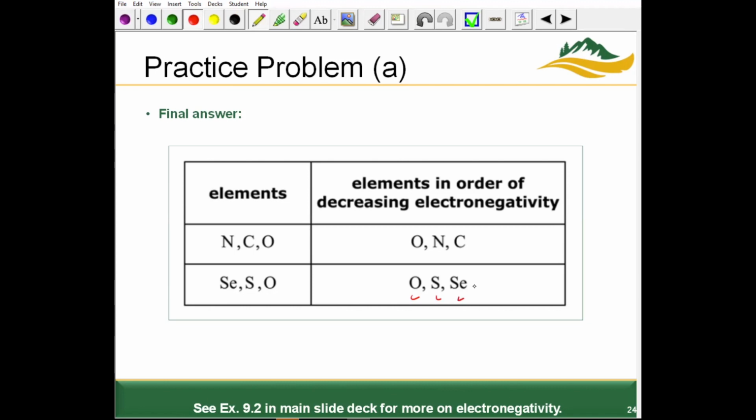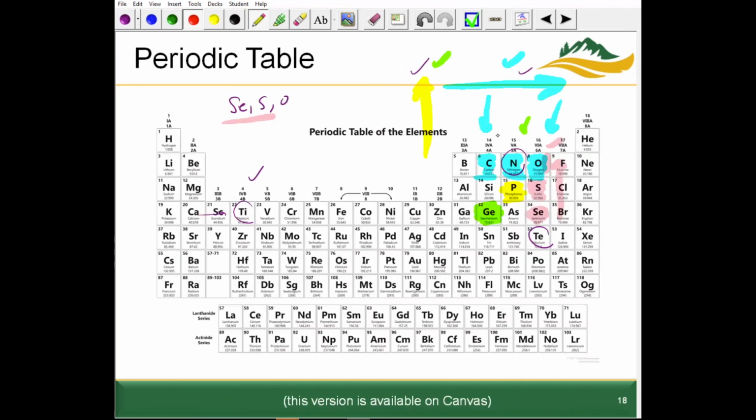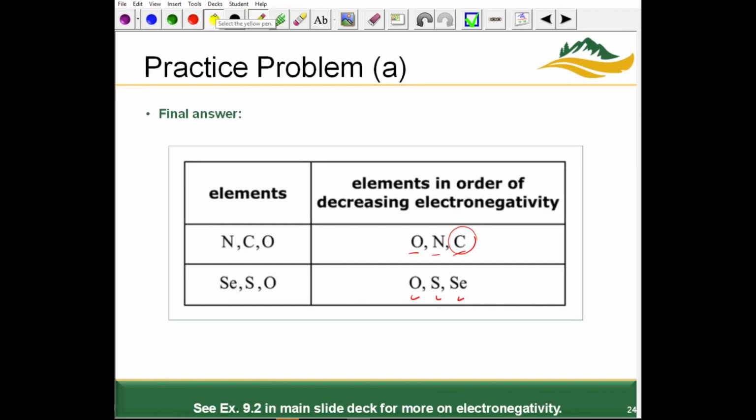For our first row, we decided that oxygen has the highest electronegativity. It's furthest towards the right. Then next highest is nitrogen. Then the lowest of these three is carbon. It's further to the left in the periodic table. And so just to show that here again, here's carbon, then nitrogen, then oxygen. So lowest, middle, then highest electronegativity. For another example to look at, you can see example 9.2 in the main slide deck for more on electronegativity.